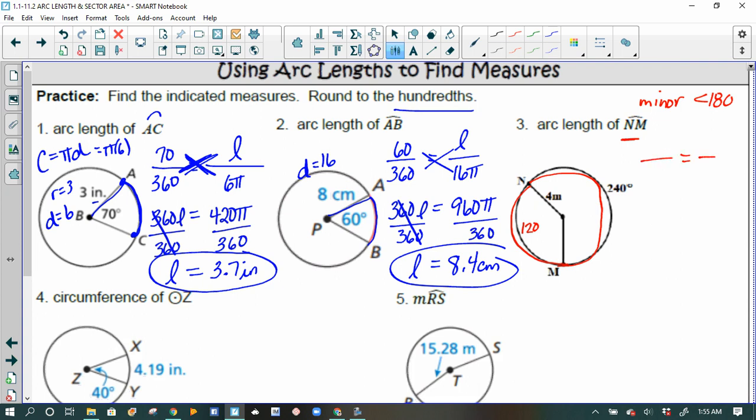So set up your proportion. So 120 divided by 360, the length of the arc, over 8 pi. Because if my radius is 4, then my diameter is 8.